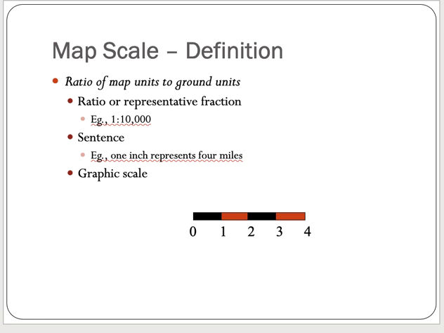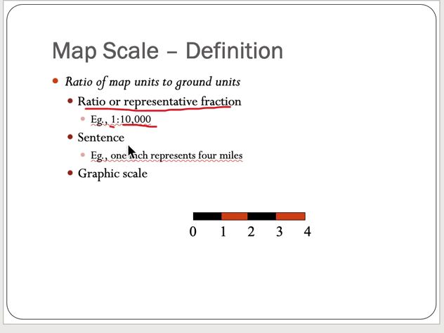Scales, and map scales allow us to measure distance in our spatial analysis. So there are three types of map scales. The first one is the ratio or representative fraction. An example of that is 1 to 10,000 here. And what this means is that 1 unit on the map represents 10,000 units on the ground.